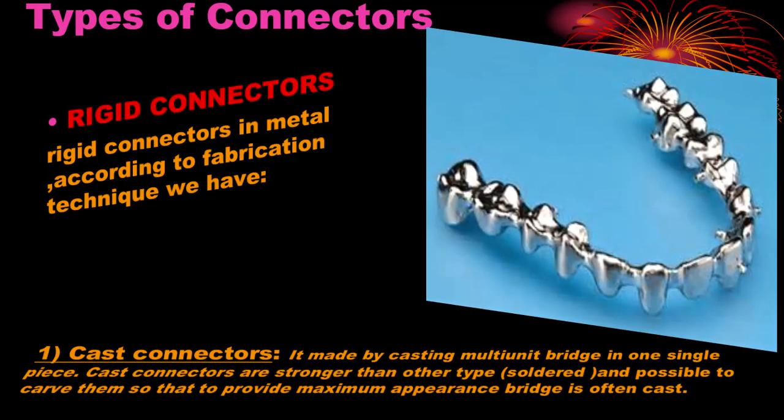The type of connector, rigid connector, we have rigid connector in the metal according to the fabrication technique. طبعا راح يقسم rigid connector اللي هو بالميتال according to fabrication technique. We have cast connector made by casting multi-unit bridge in one single piece. Cast connector are stronger than other type of connector. مثل ما نشوف this connector is a cast connector.